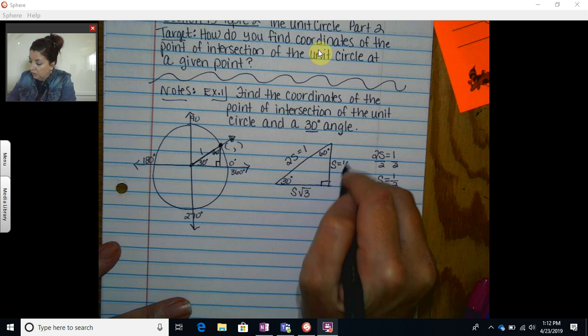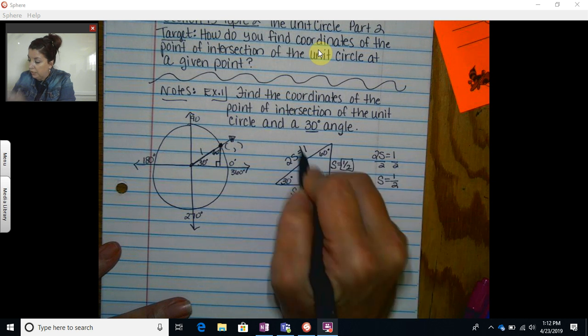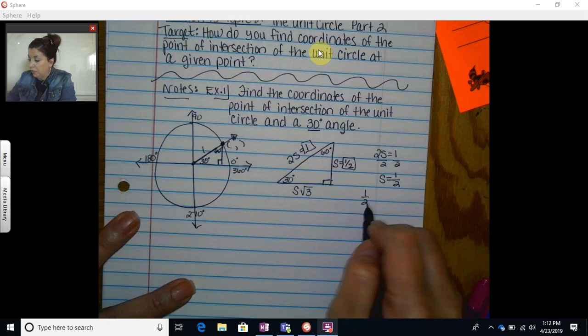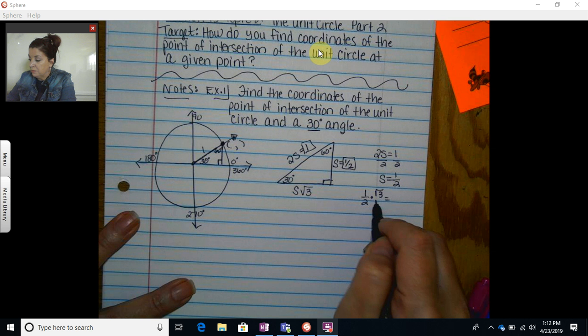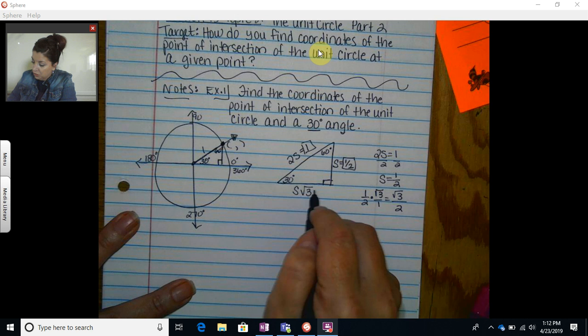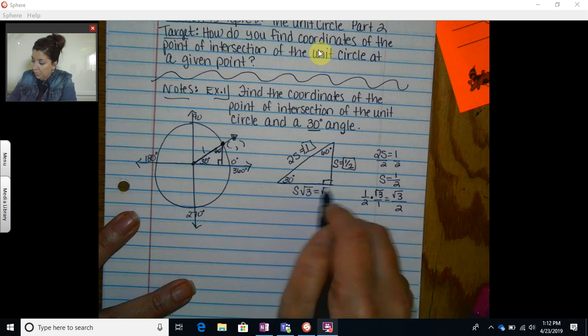I know the hypotenuse is equal to 1. And the middle side would be S times the square root of 3. So 1/2 times the square root of 3. Remember, when you multiply fractions, numerator times numerator, so square root of 3, over denominator times denominator. So that middle leg is the square root of 3 over 2.